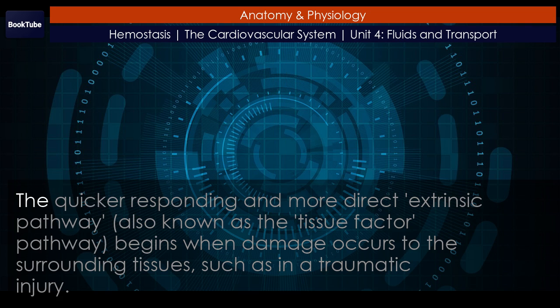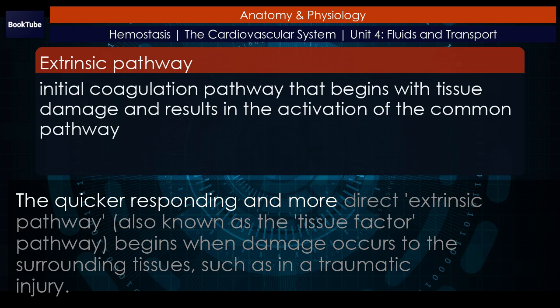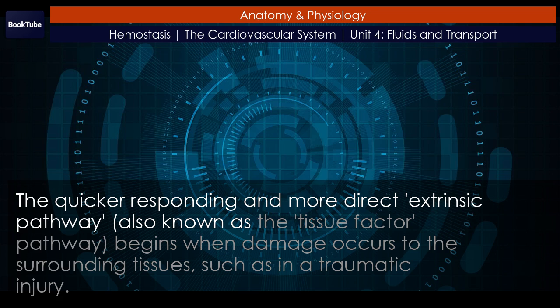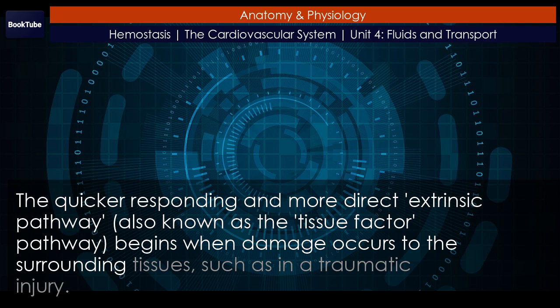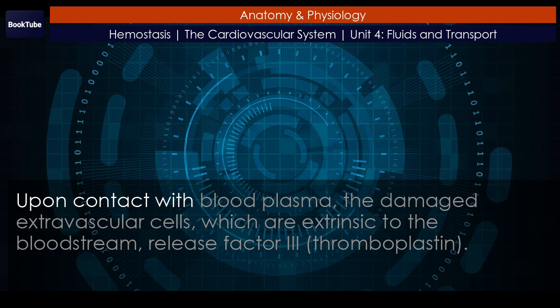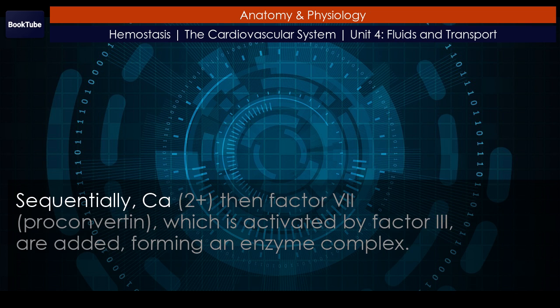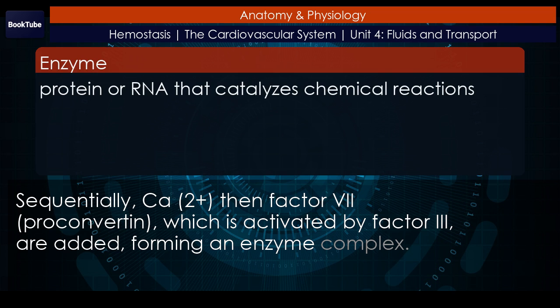Extrinsic pathway. The quicker responding and more direct extrinsic pathway, also known as the tissue factor pathway, begins when damage occurs to the surrounding tissues, such as in a traumatic injury. Upon contact with blood plasma, the damaged extravascular cells, which are extrinsic to the bloodstream, release factor 3, thromboplastin. Sequentially, Ca2+, then factor 7, proconvertin, which is activated by factor 3, are added, forming an enzyme complex.